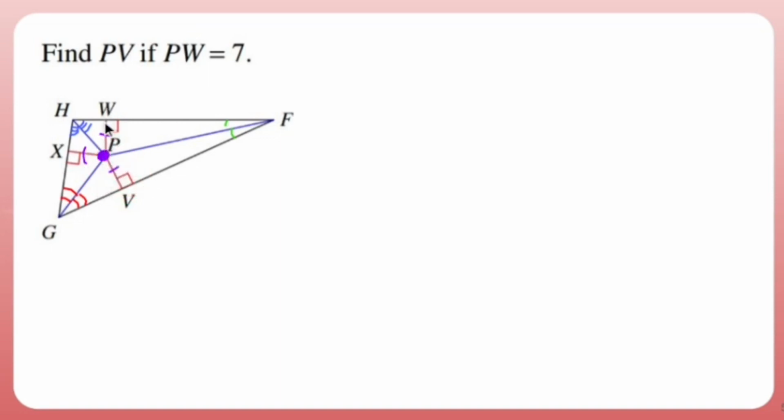So PW is 7, which means PV is also 7, which means PX is also 7. I didn't tell you that, but that's just a rule. This is sometimes called the incenter theorem. But again, by definition, if you have your 3 angle bisectors drawn out, they meet at the incenter. And if you were to draw 3 perpendicular lines from the incenter, all 3 of those perpendicular lines are going to be the same measurement. So in this case, PV is 7 because PW is 7.